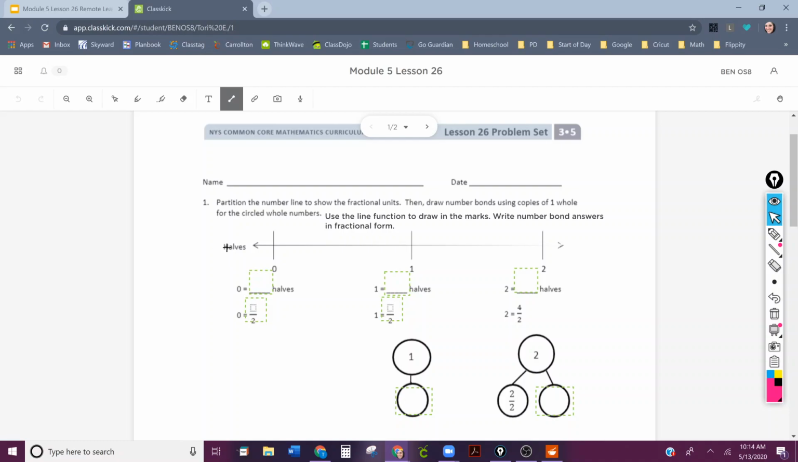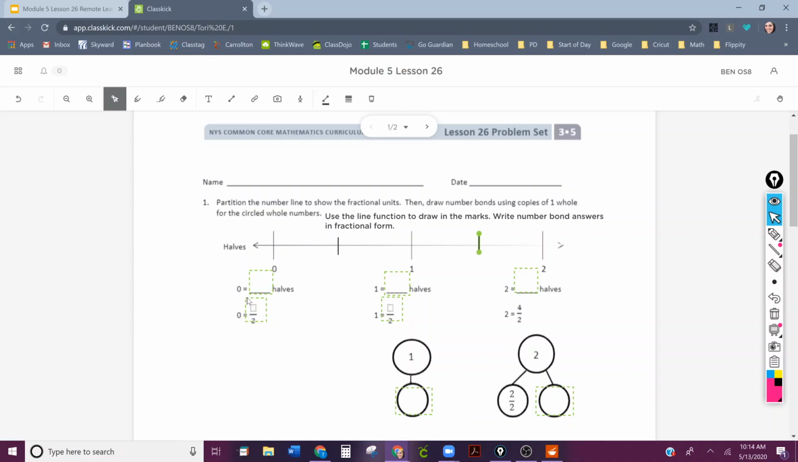If this is halves, so this says halves right here, between 0 and 1, I'm going to draw one line here. I've broken that part in half, which I know is the same as having 2 equal pieces. So here's 1 piece and 2 pieces. Now I'm going to get the line again, and I'm going to do the same thing between 1 and 2 because that's a different whole. And I broke that whole into 2 pieces. Now I'm going to need to label those pieces.